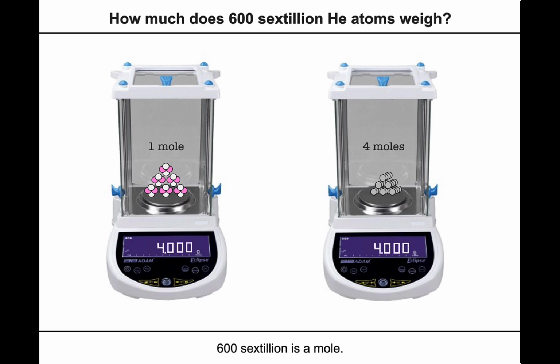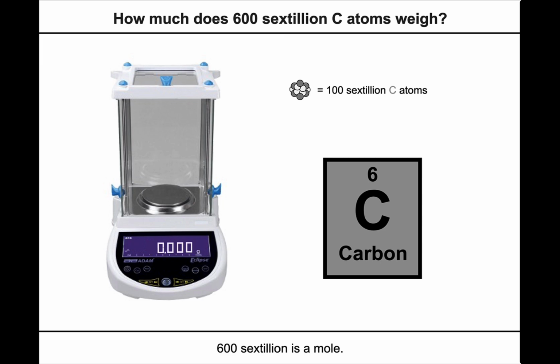Let's try carbon. How much does 600 sextillion carbon atoms weigh? Again, I chose that number because that's the mole number. I'm going to use my key here again. That symbol represents 100 sextillion carbon atoms. Let's add 1, 2, 300 sextillion, 4, 5, 600 sextillion carbon atoms. How much should that weigh?